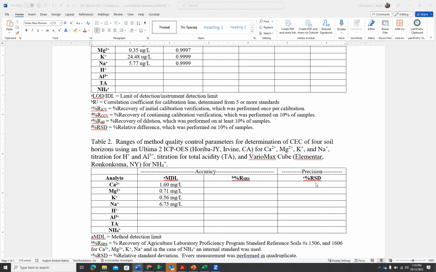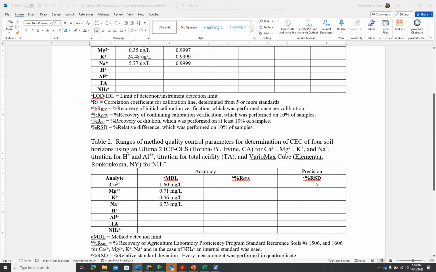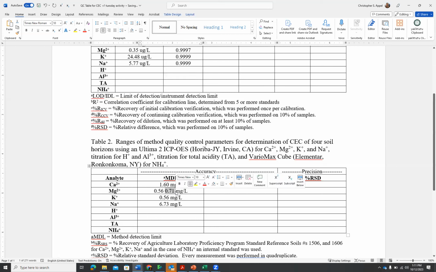My values for the MDL are different because I have 0.56 for the magnesium and 0.71 for the potassium, because on the spreadsheet they're kind of flipped around. Is that true for all of you? So let's just assume that I made a mistake. This one is 0.56. This one is 0.71. Okay. Thank you.